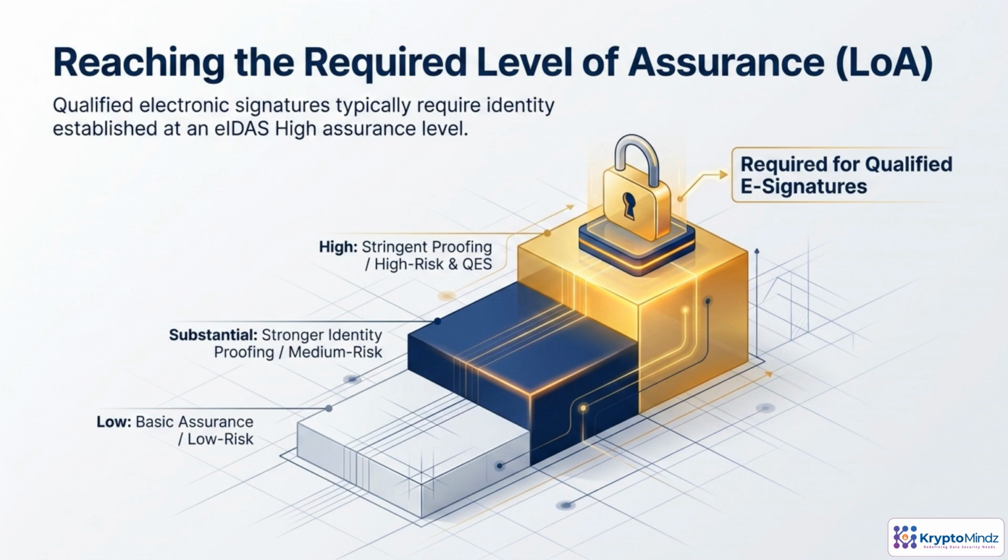Levels of assurance are the system's confidence levels in someone's identity. At low, only light checks are done. Fine for low-risk access, but not serious commitments. Substantial means stronger, better documented proofing, suitable for medium-risk use cases. For qualified electronic signatures, eIDAS expects high. That implies very strict identity proofing plus secure authentication, because the signature will be treated like a handwritten one in court.